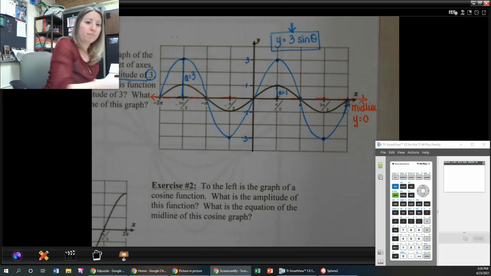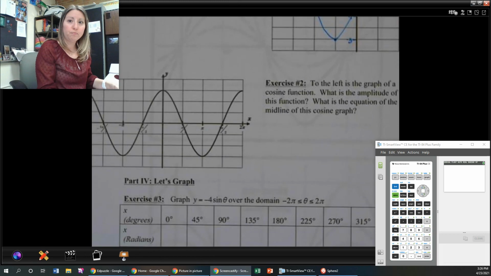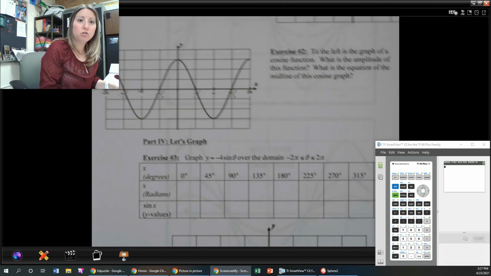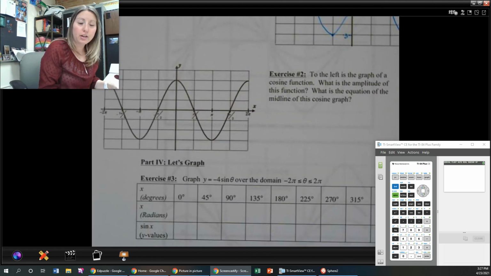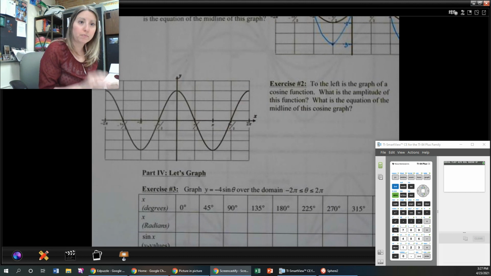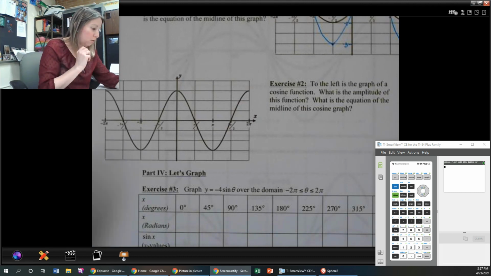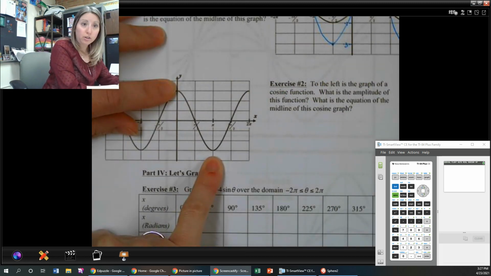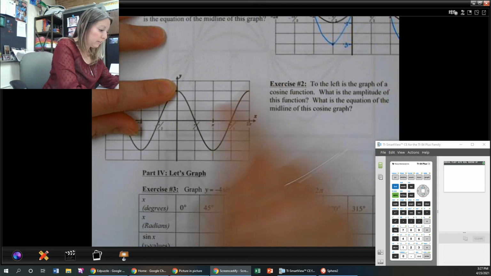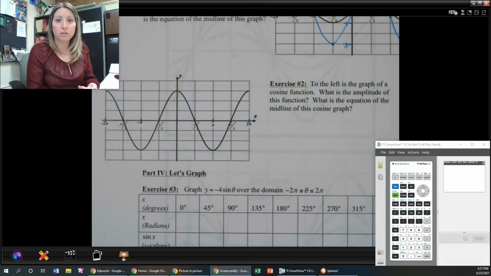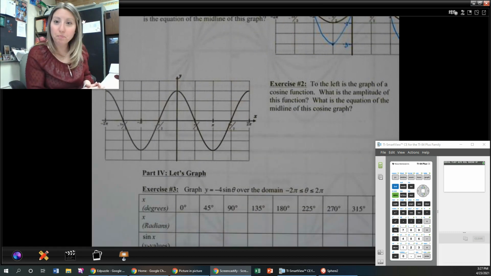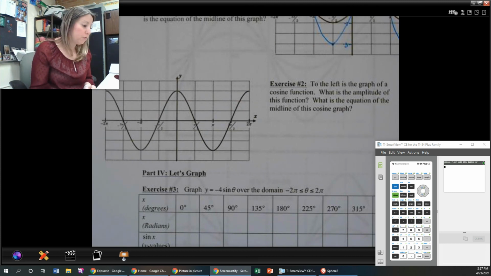Let me zoom back out. Now I've got exercise 2 over here. And I can tell before I even get real into number 2 that this is a basic cosine function. The reason I can tell that is because from 0 to 2 pi, we are starting high, middle is low, ending high. It's kind of the cup that cosine causes. Okay? So then I read to the left that it is a cosine function. Cool. What's the amplitude of this function? What is the equation of the midline of this function?